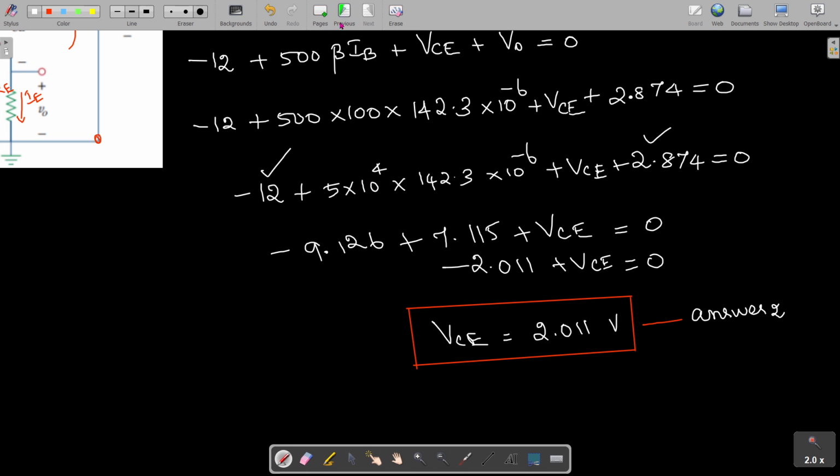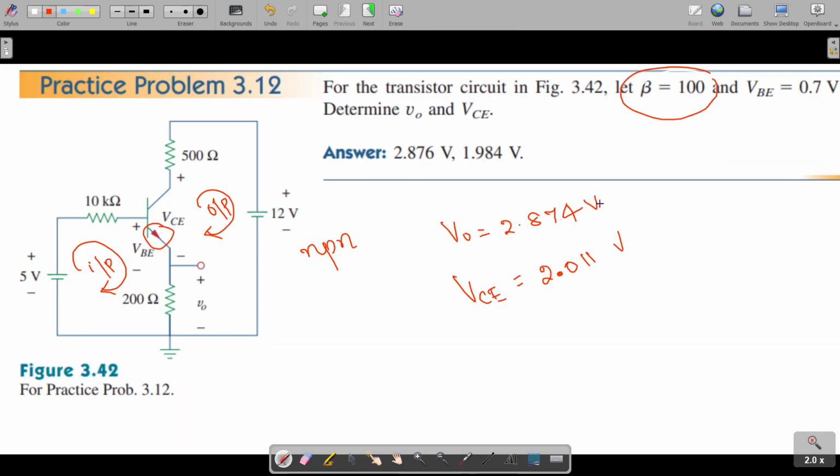So now we'll verify our answers with the answers given in the book. Small differences there, okay? That's okay.